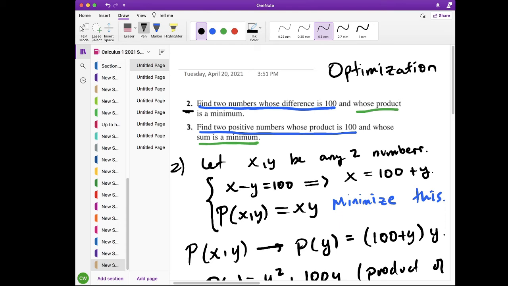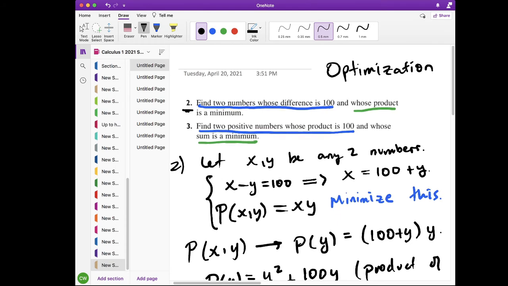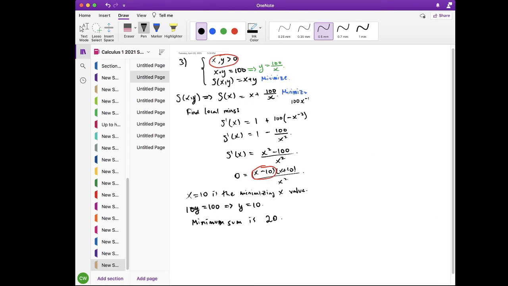Wait, sorry, what? What do you want right now? The question itself, or the work? Oh, the work for it? This one?